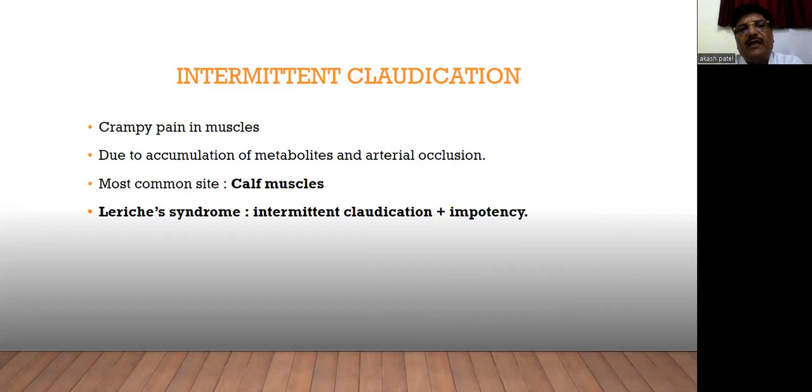In this respect, we would like to tell you about Leriche syndrome. Leriche syndrome is aortoiliac blockage, and this blockage results in intermittent claudication of the thighs and buttocks, and sometimes impotence. So the higher the obstruction, the higher the claudication.